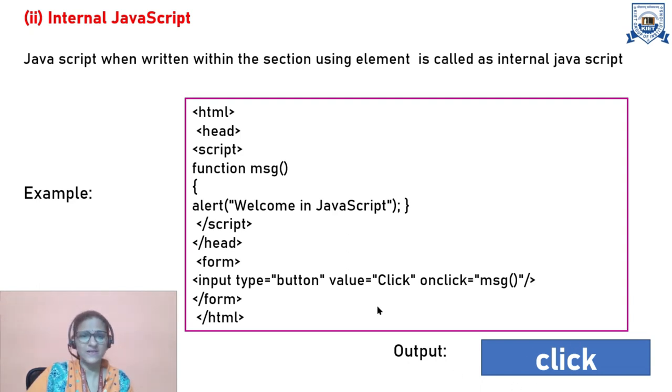click, what will happen? The msg method will be called, and as soon as the control goes over here, an alert window will appear with the message "welcome in JavaScript". So this way we can use internal JavaScript.